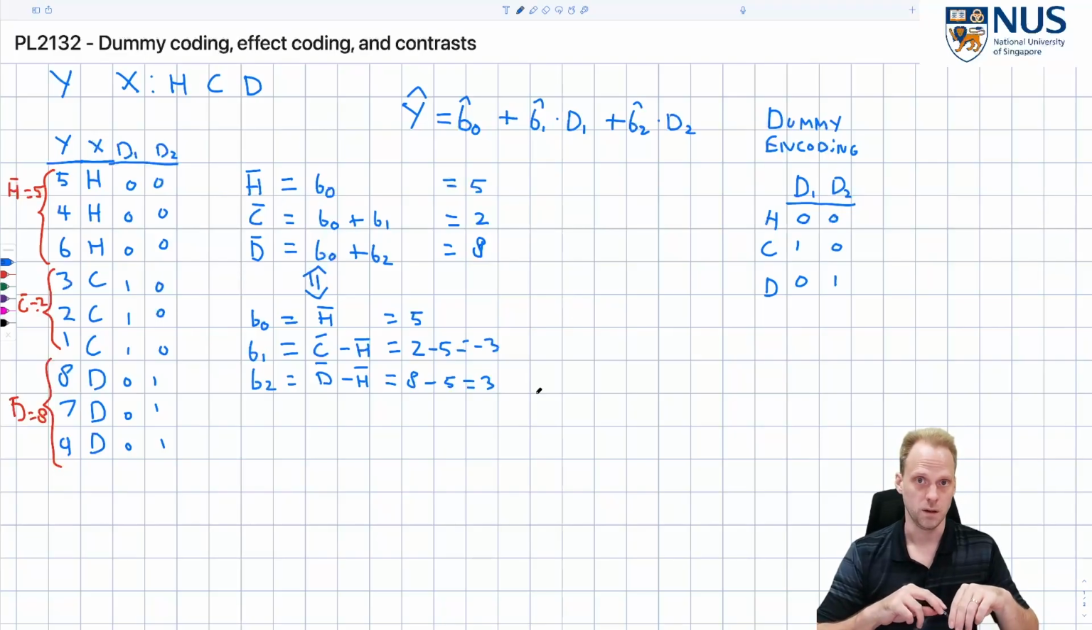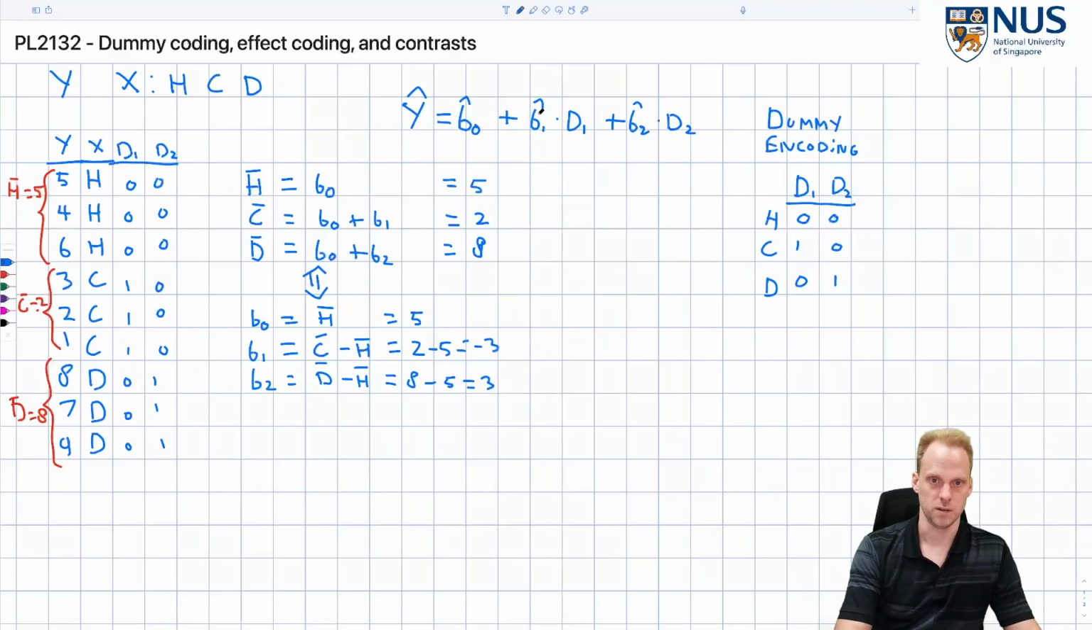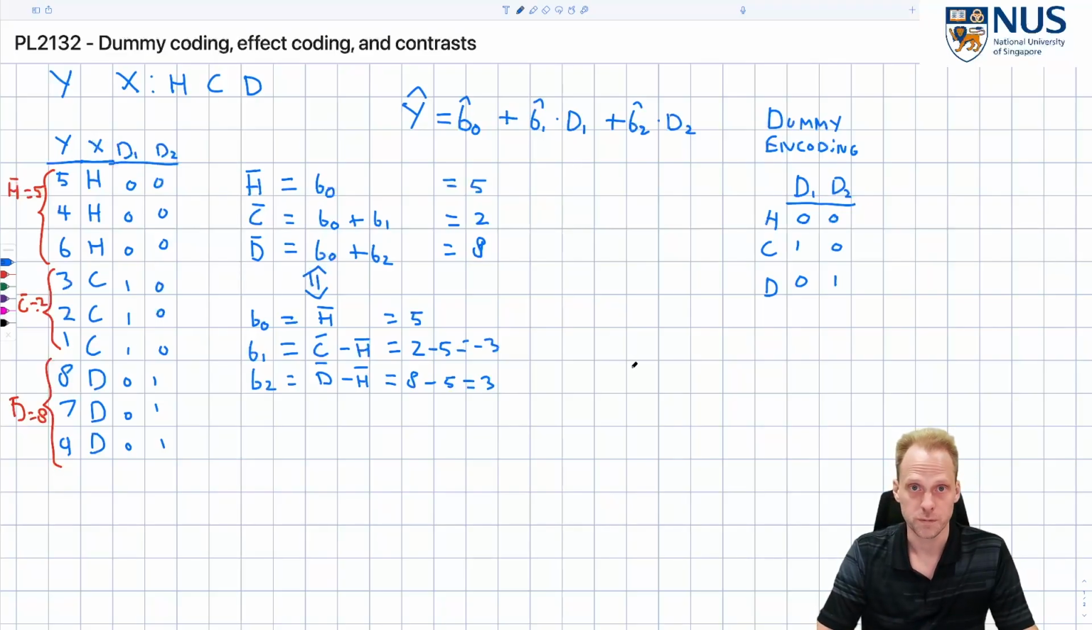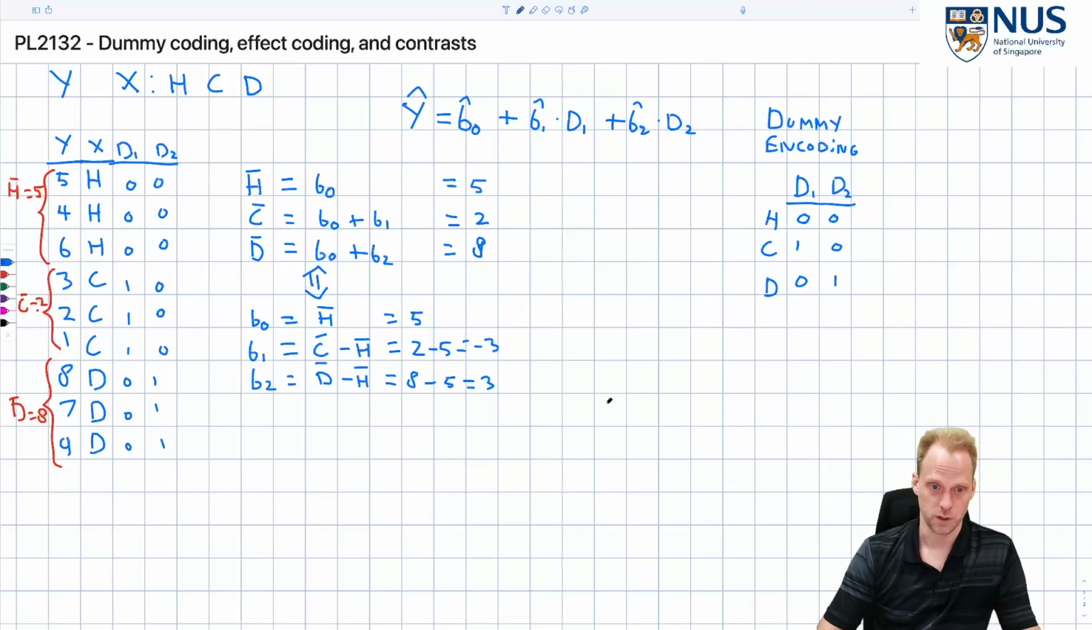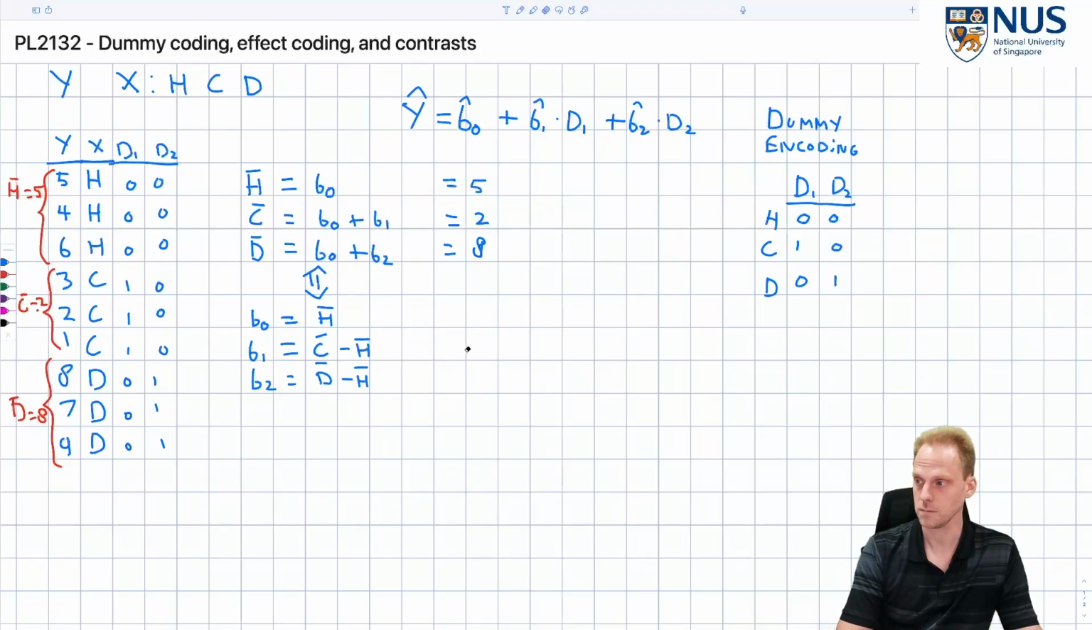Now this is a one-way ANOVA design, right? We can see that if these B1 and B2 are both 0, there's no difference between the groups. They're all equal. And that's what the one-way ANOVA will do for you. Now this is actually not that important that you can do this by hand. I just wanted to show this. What's important is this part here.